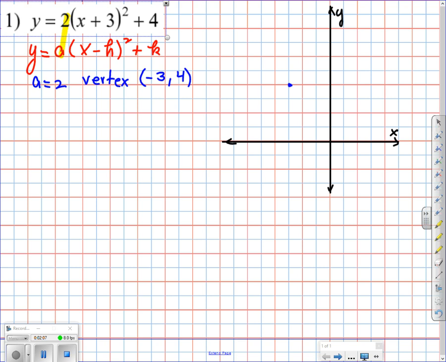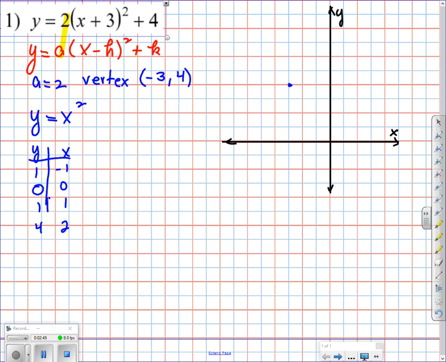Here's my vertex. Now, if you remember, the parent function for these will be y is equal to x squared. What we did when we did the parent, we put x over here, and then we did negative 1, 0, and 1. So negative 1 squared gave you a 1, 0 squared gave you a y value of 0, and 1 squared gave you a value of 1. Let's do 2, and 2 squared gives you a value of 4.